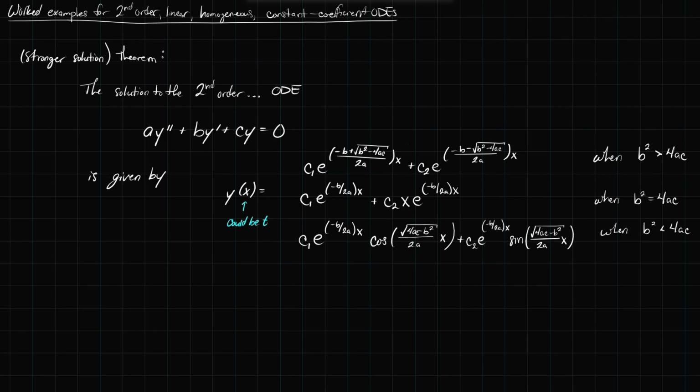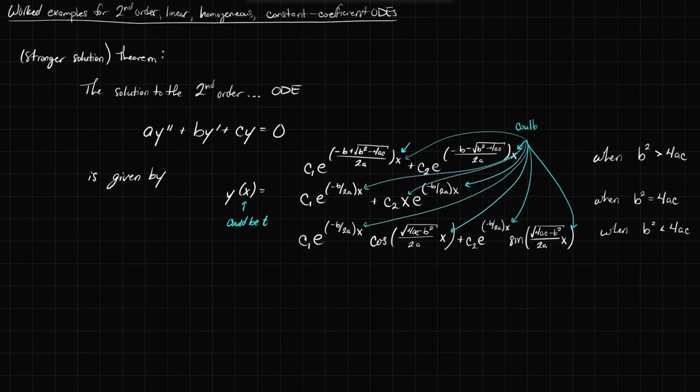I'll go ahead and mention that each of these x's could always be t instead of x, right? That's for the same reason. We're just looking at whatever our independent variable is, that's what's going to go there. But that is our solution.